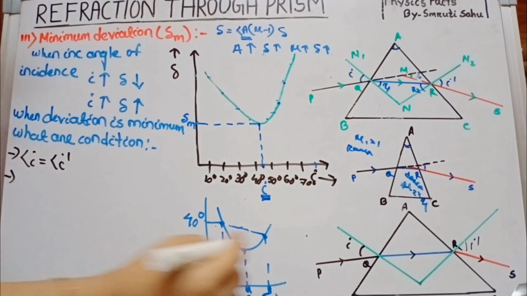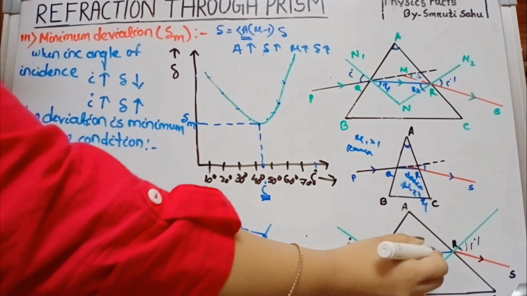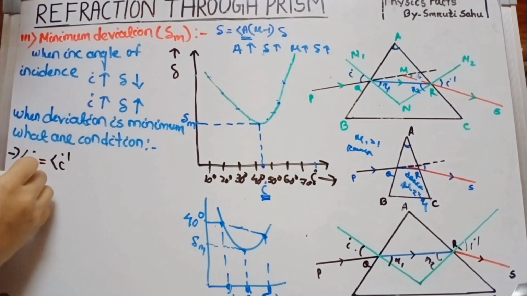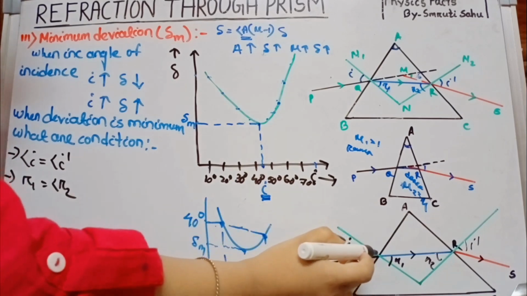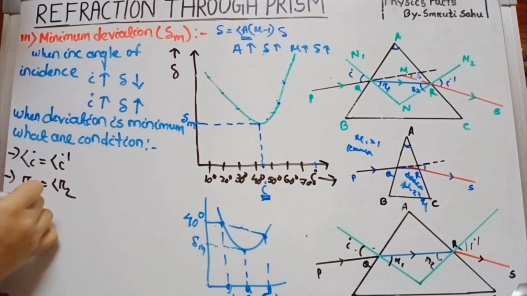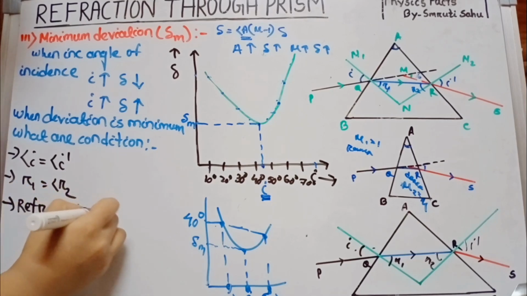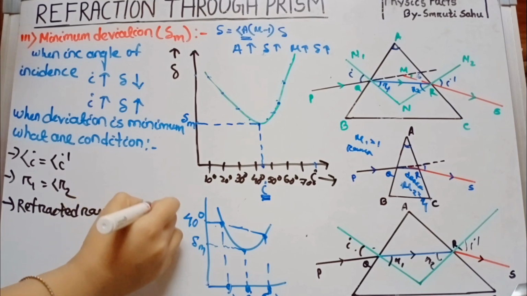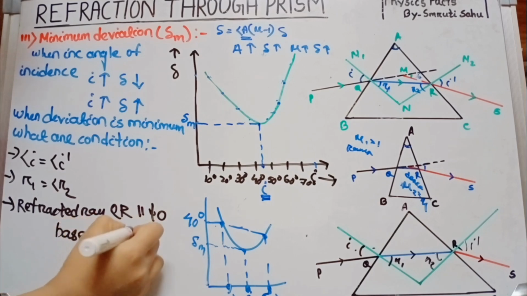Then the second one, as the angle of incidence and angle of emergence are equal, here this angle is R1 and this angle is R2. R1 and R2 are also equal to each other. This is the second condition. And the third condition, the basic important condition, is that the refracted ray QR is parallel to the base of the prism. Clear, students?